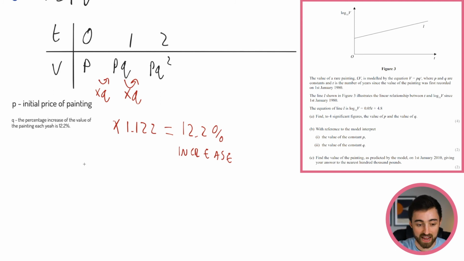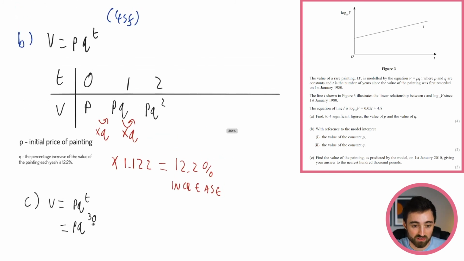Find the value of the painting as predicted by the model on the 1st of January 2010, giving your answer to the nearest £100,000. So this is going to go mad, I reckon, if it's going up by 12% each year. Okay, well, how many years later is 2010? It's 30 years later, isn't it? Same date each year, add 30 years, you're in 2010. So all I really need to do is work out PQ to the T. If T is 30, it's going to be PQ to the 30.